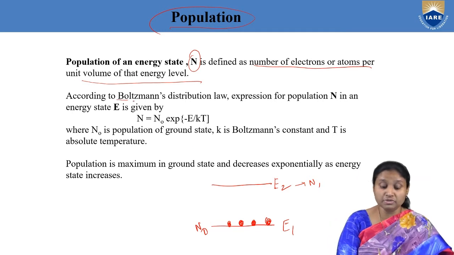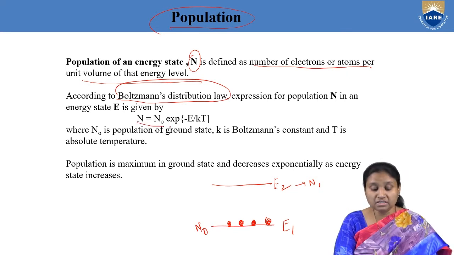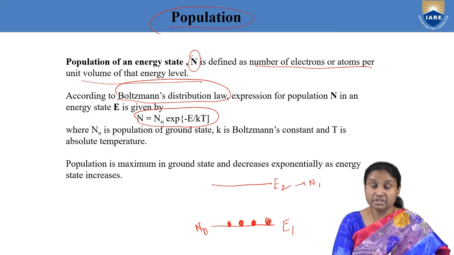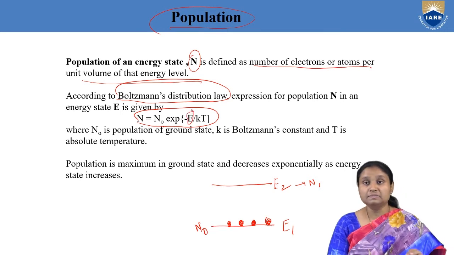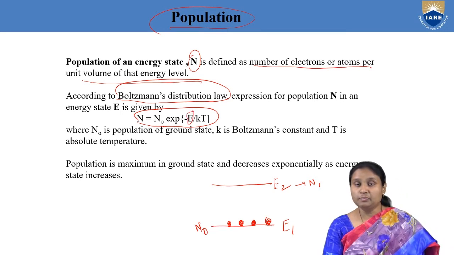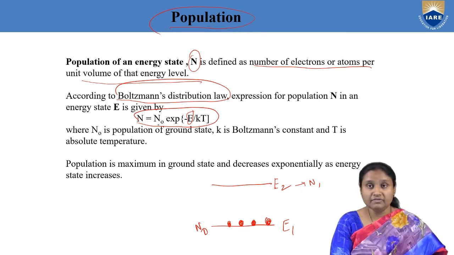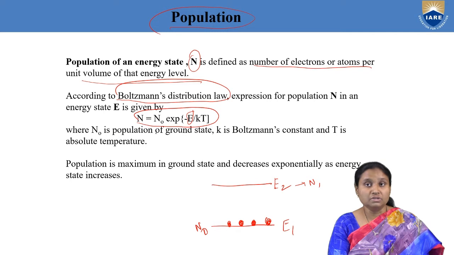Generally, if you want to know the population of an energy state, one formula is given by the Boltzmann distribution law. According to the Boltzmann distribution law, population is given by this particular, very important expression that defines the population of a particular energy state. What is N? N represents the population of an energy state E. It is given as N equals N0 exponential of minus E by KT. What is N0? N0 is the population of the ground state.